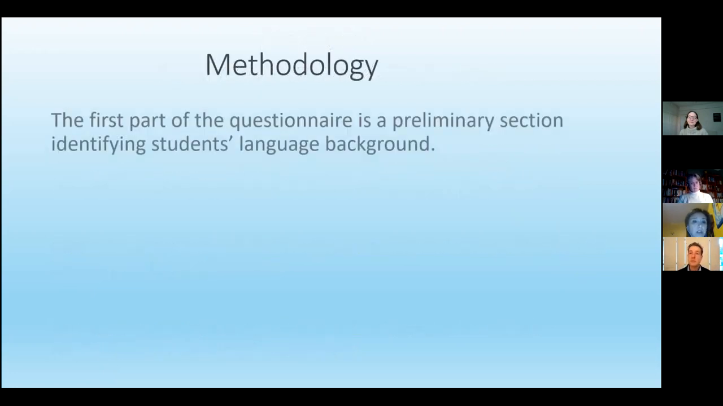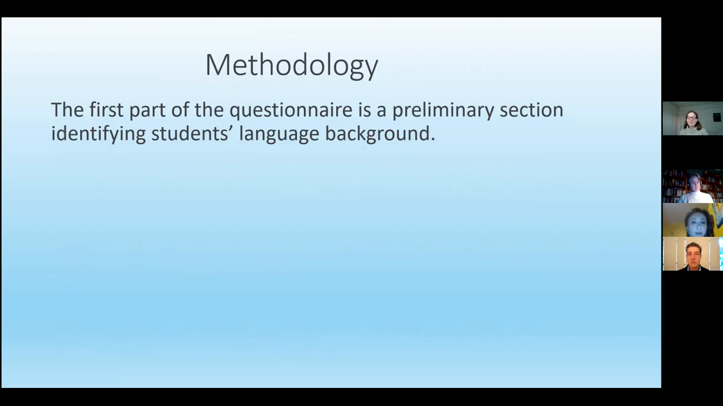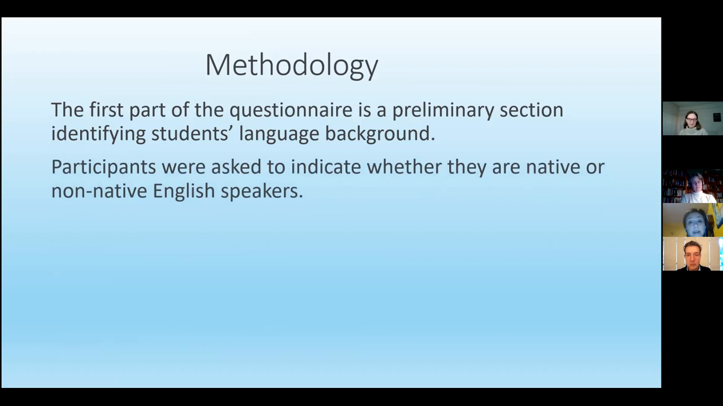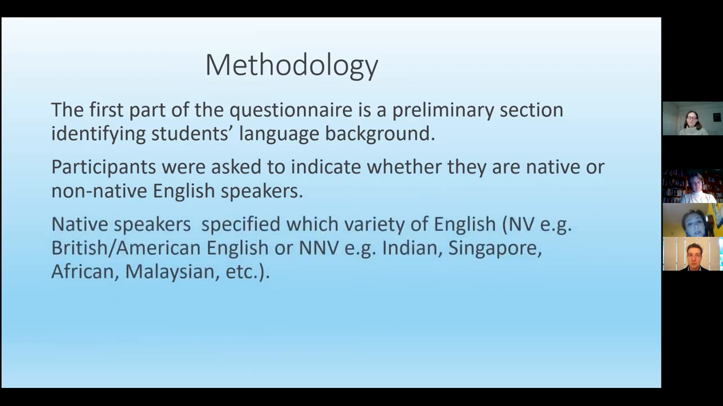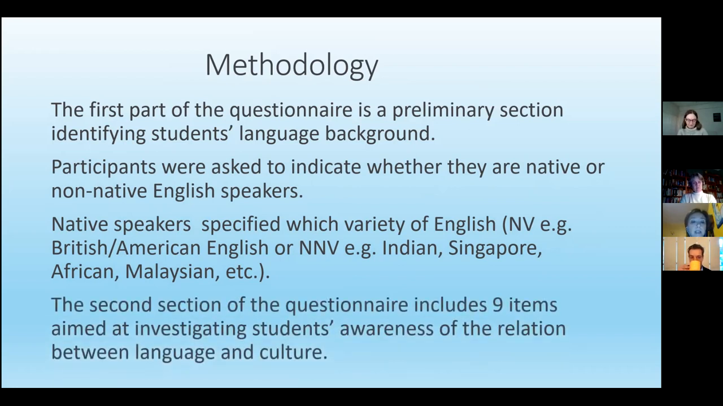Okay, so the methodology. I briefly describe how the questionnaire was composed. The first part was a preliminary section whose aim was to identify students' language background. Participants were asked to indicate whether they're native English speakers or non-native English speakers. Native speakers were also asked to specify which variety of English they spoke, a native variety, British or American English, or non-native varieties such as Indian English, African English, Malaysian English, etc. The second section of the questionnaire includes 9 items aimed at investigating students' awareness of the relation between language and culture.